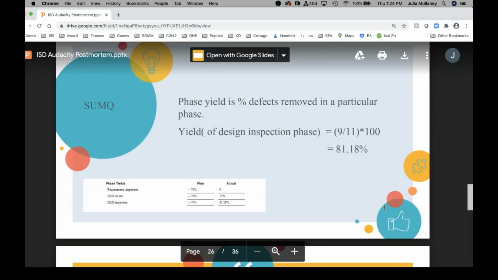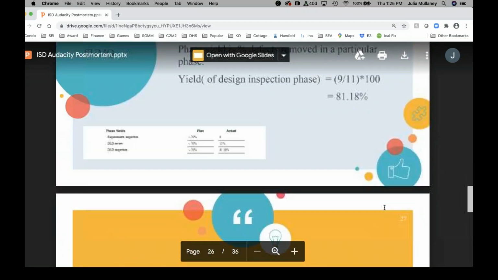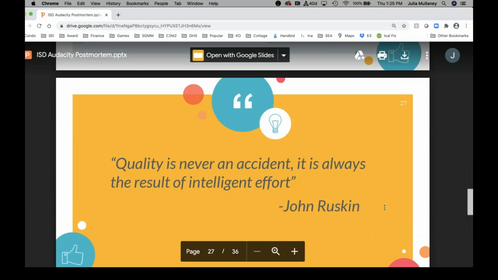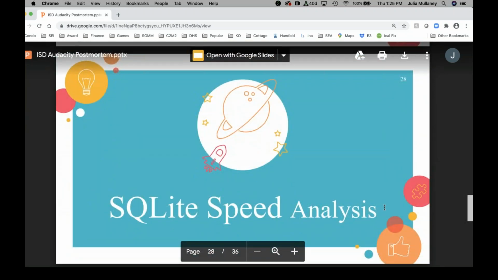Yes, this is the yield that we got, which was pretty good. After this yield, we knew that we needed to move on to the next phase. Moving on to the next slide, please. Yes, quality is never an accident. It is always the result of intelligent effort. This is something that I take to heart, and this is something that I've learned from this course. It was amazing. Okay, moving on to the next slide.